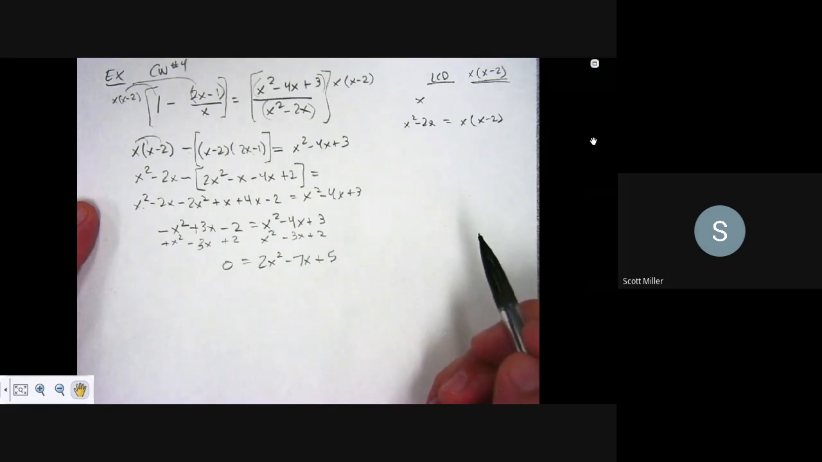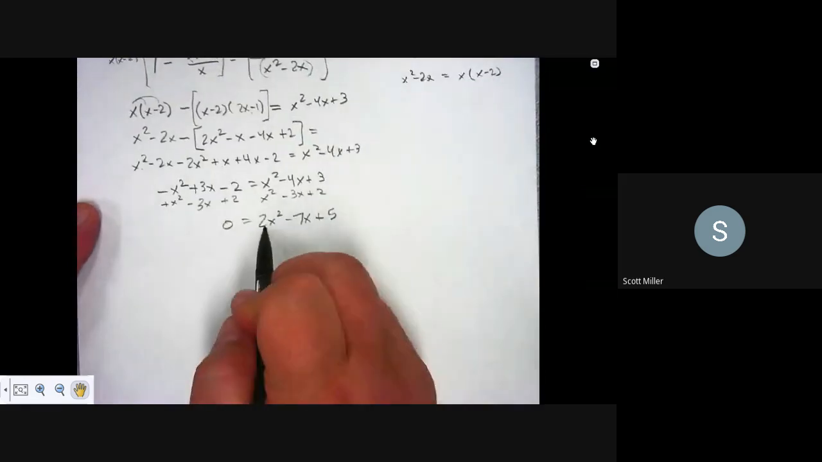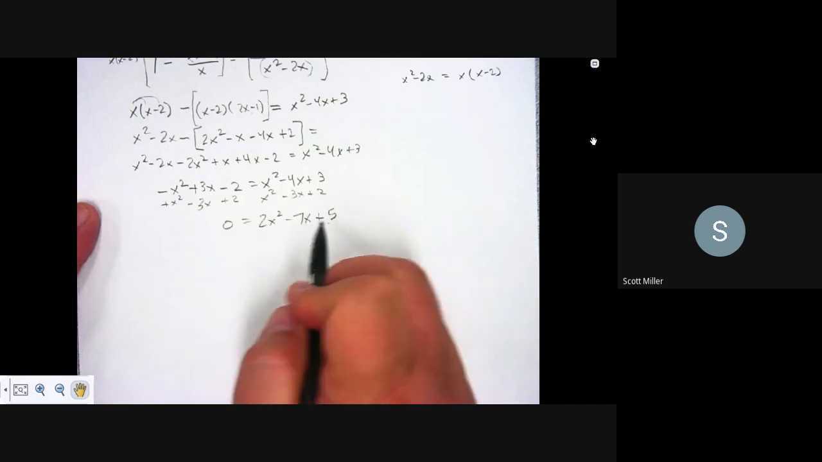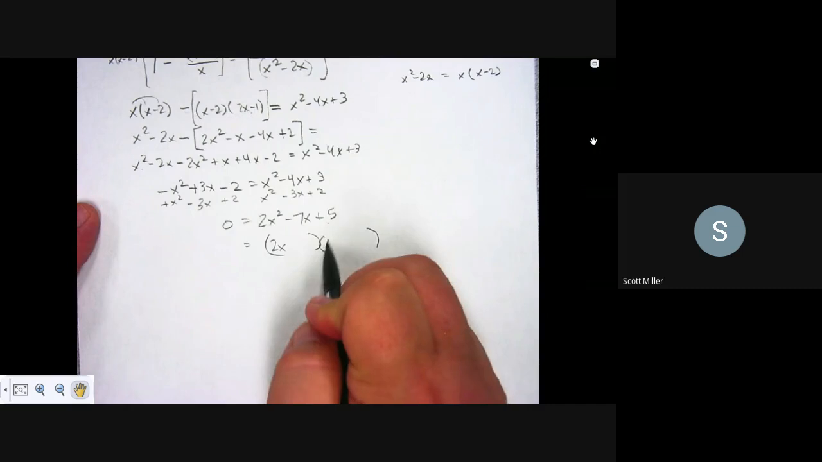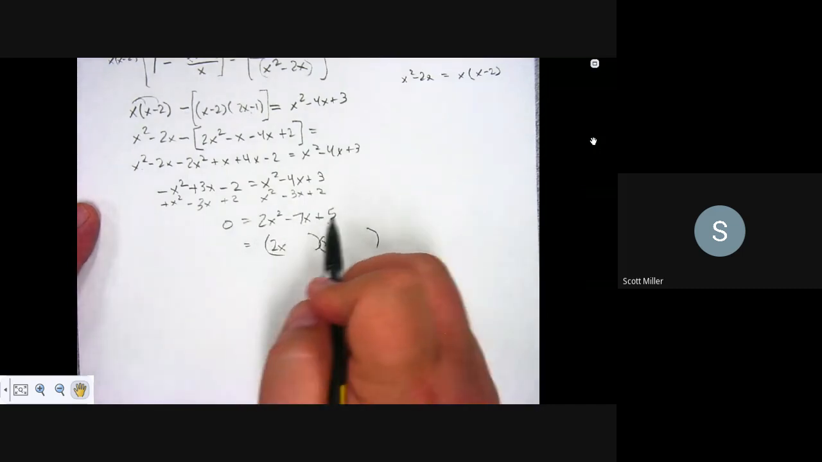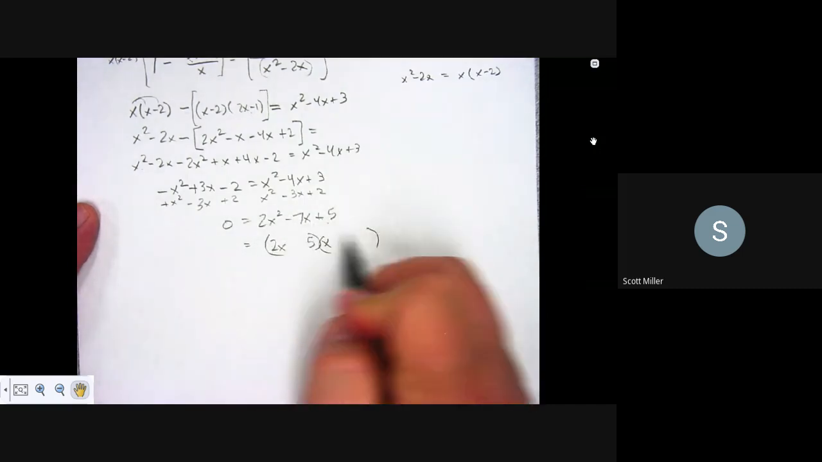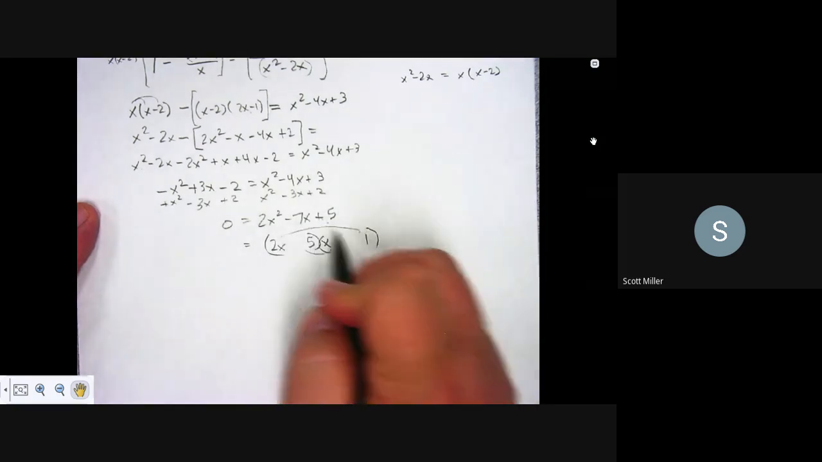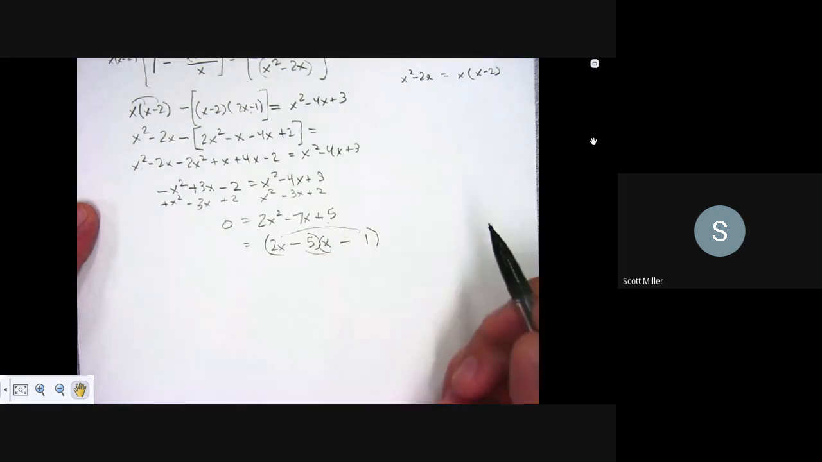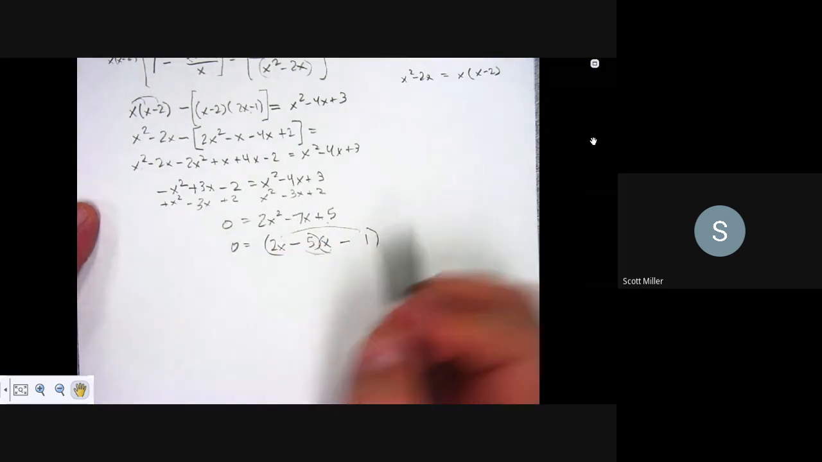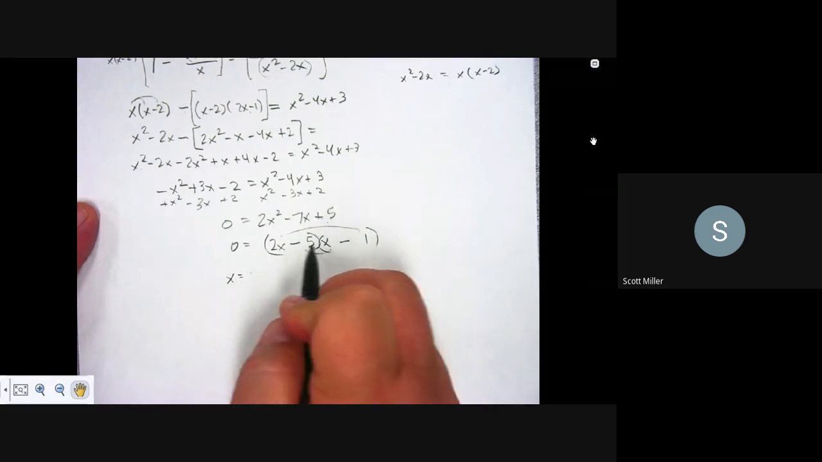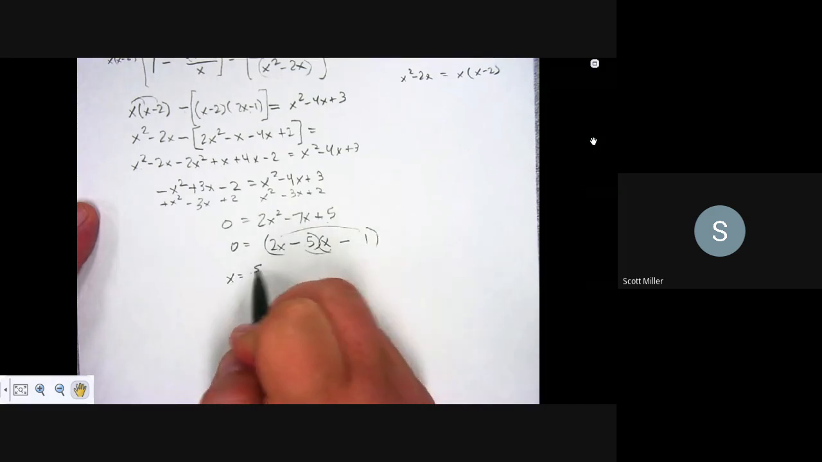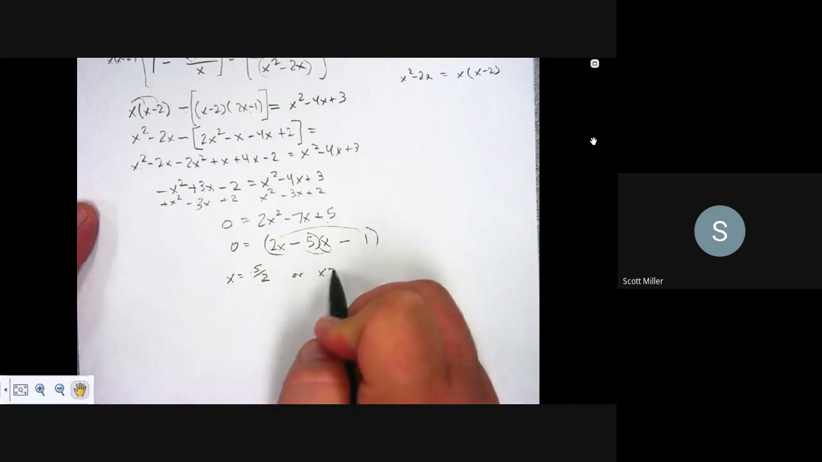Okay? So I need to solve this. So I either factor it or use the quadratic formula. So try to factor it first. I need to find factors of 2 and 5 that will add and give me a 7. So that right there is 2, that right there is 5, and they can add and be 7, and they're both going to be negative. That tells me that x equals a negative, so solve this for x, and you're going to get 5 over 2, or I'll get x equals 1.